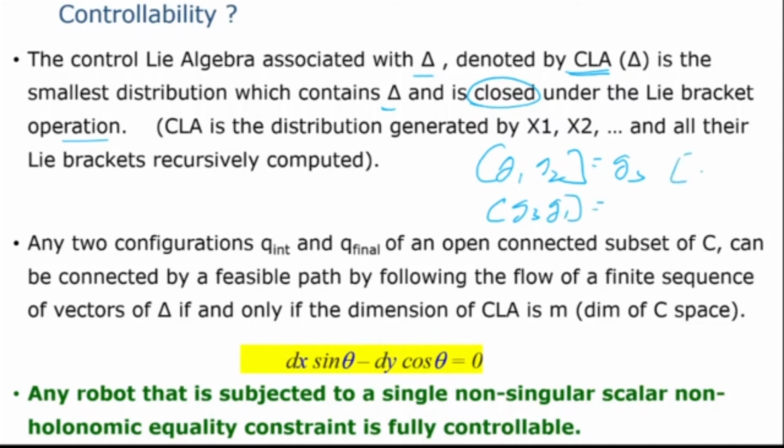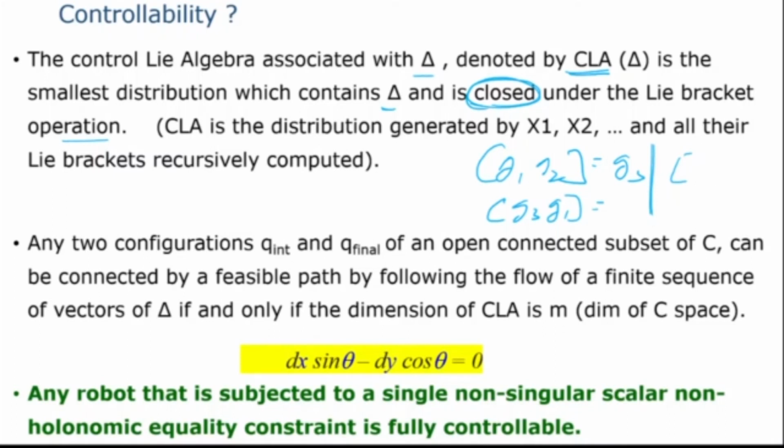Now, is this closed or is it open? Will you generate a new direction each time, or will you end up getting directions which are not independent? That is the meaning of the word closed here. As we go along, we'll see this as we see our next example.